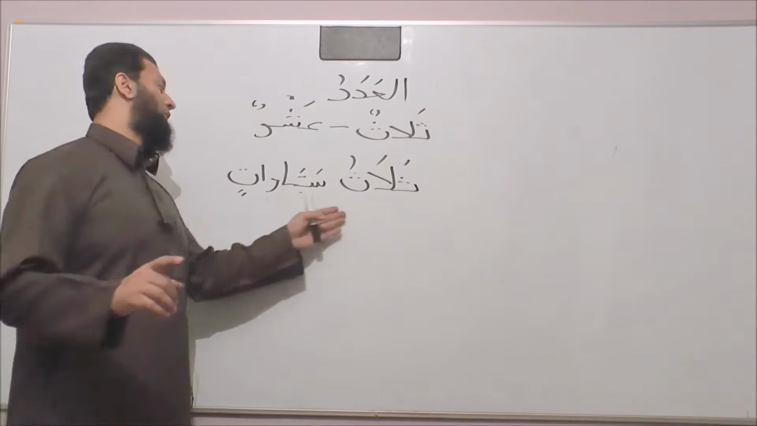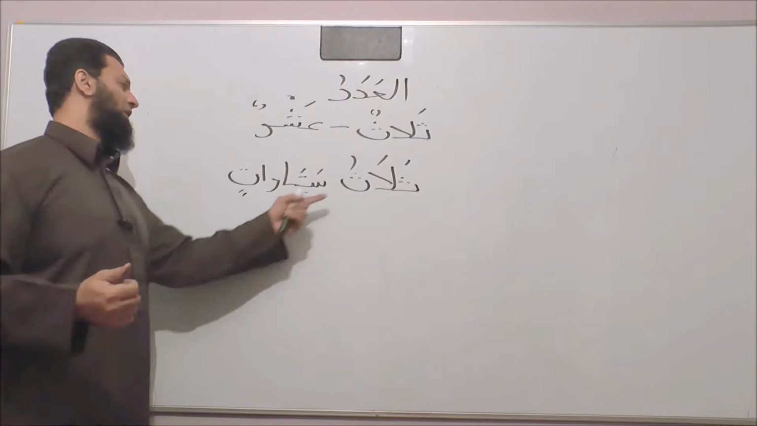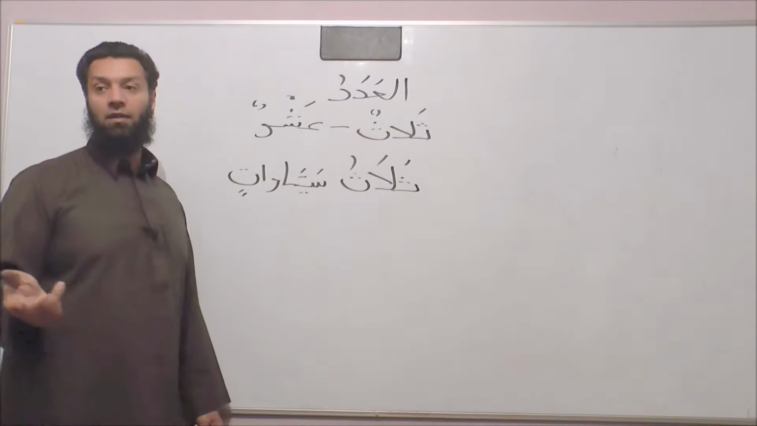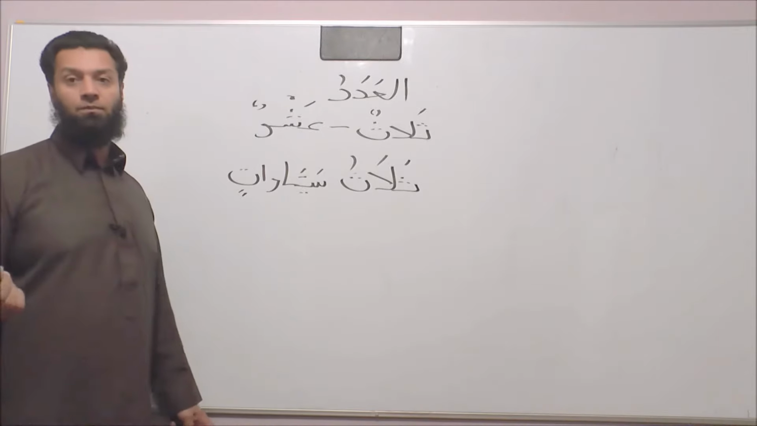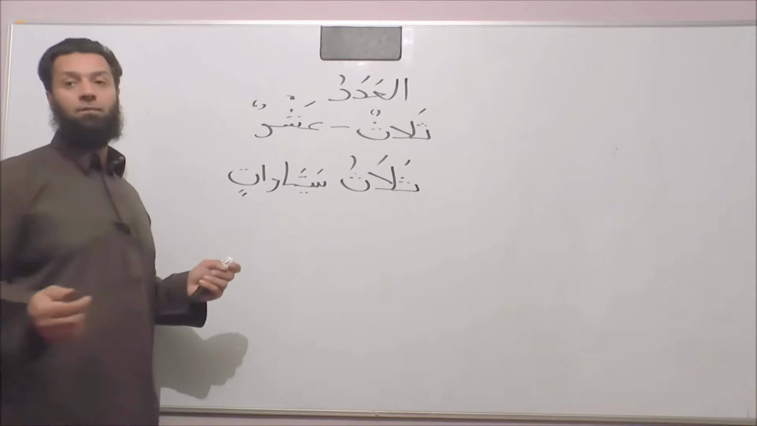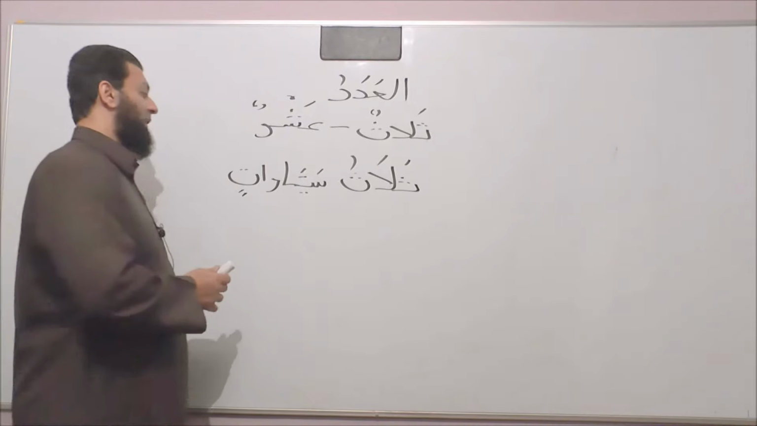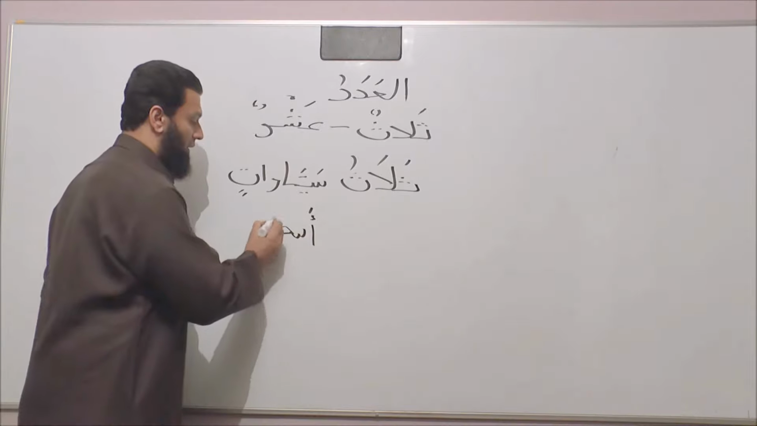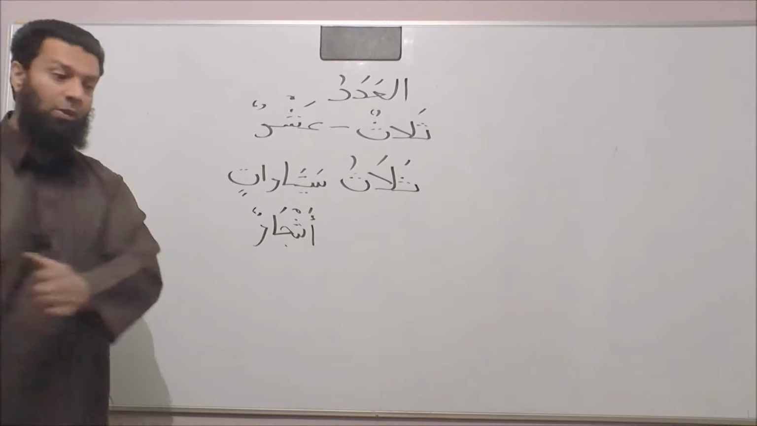Now, thalathu sayaratin means 3 cars. So what we must remember after the fact that this is an idafatun is that sayaratin is a plural word. It's a jam'un, plural. The singular of sayaratin is sayaratun. If it's a marfu'un, sayaratun. This is the plural, sayaratin. I wanted to use shajaratun. The reason why I didn't is because one of the plurals of shajaratun is ashjarun. So we go from shajaratun to ashjarun.